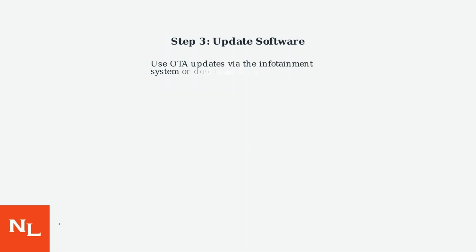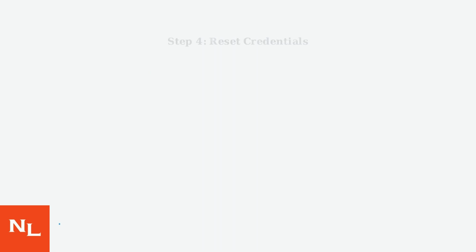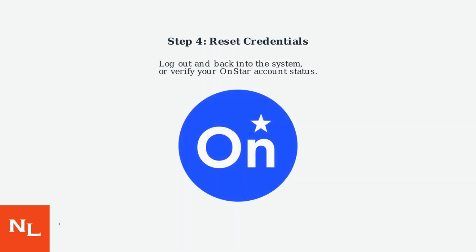Third, update your infotainment software. Use the system's over-the-air update feature or download the latest version through the MyGM app to fix known bugs related to Error 401. Fourth, reset your login credentials. Log out and back into the infotainment system, or check and verify your OnStar account status to ensure it's active and properly linked.